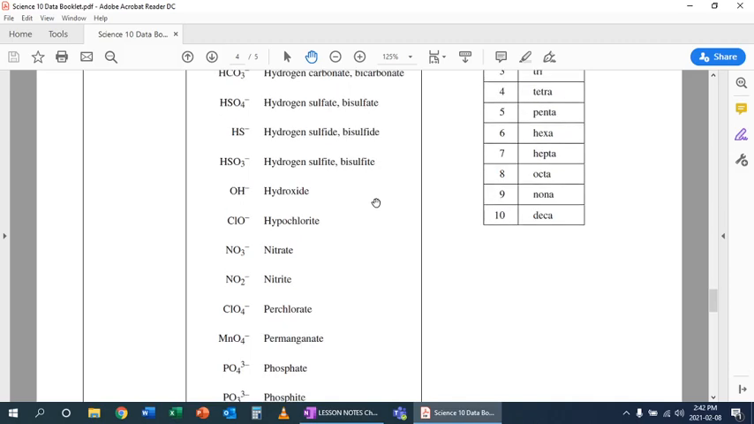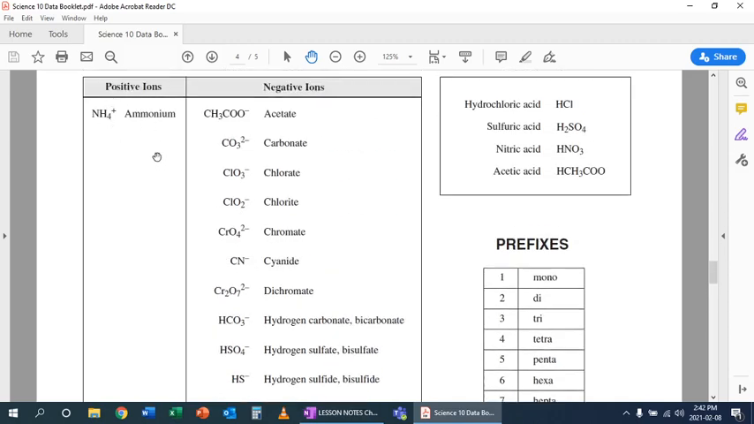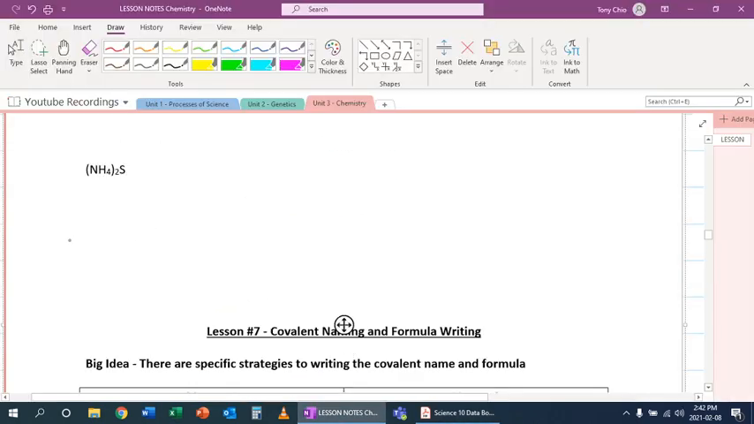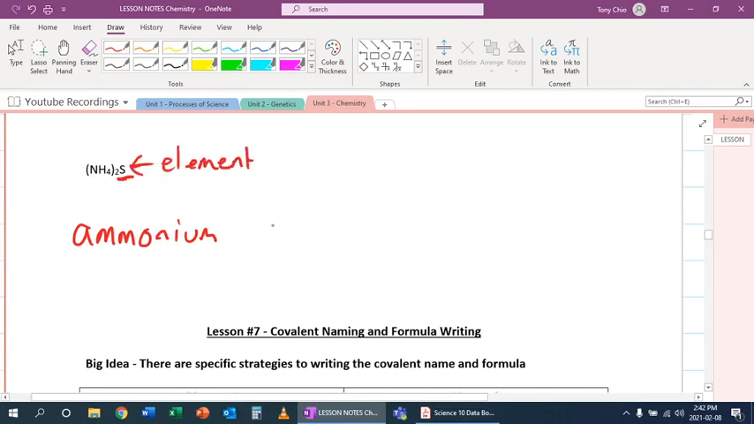NH4, oh, that is right here. That's ammonium. Don't change anything about ammonium. S is sulfur, and now we change the sulfur. That's an element. Because it's an element, we need to change its ending. That becomes sulfide. Now some students go, can I write this as sulphide? There's nothing wrong with it. The F or the PH, that's just really a British versus American way. You could write either or.